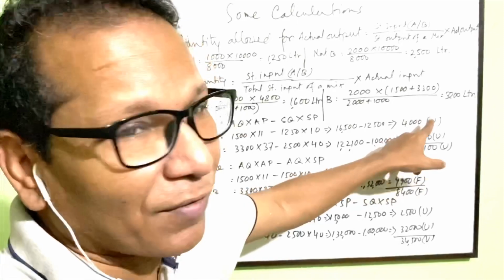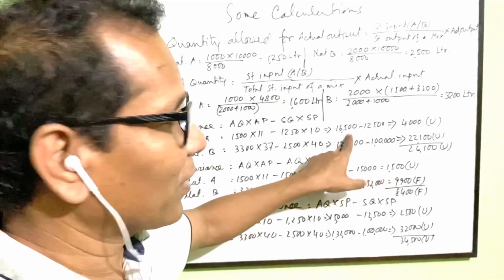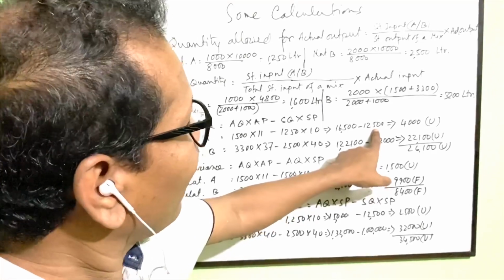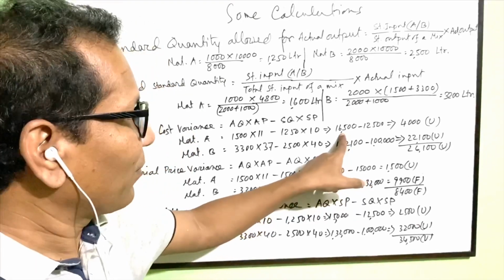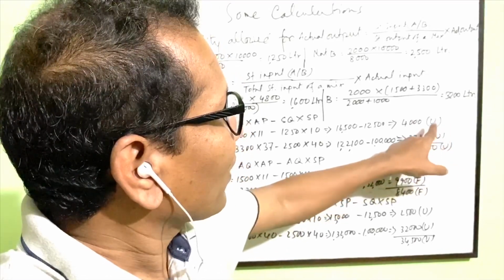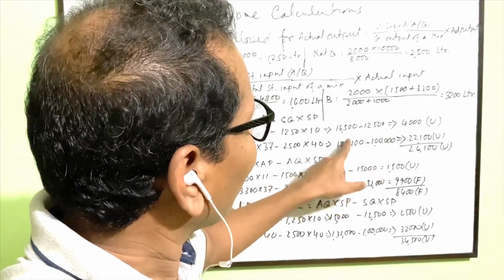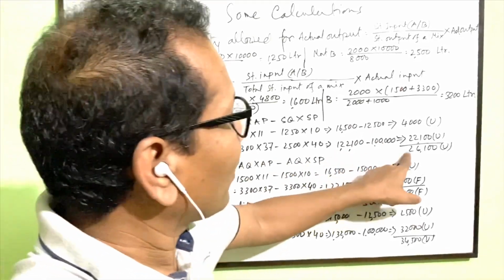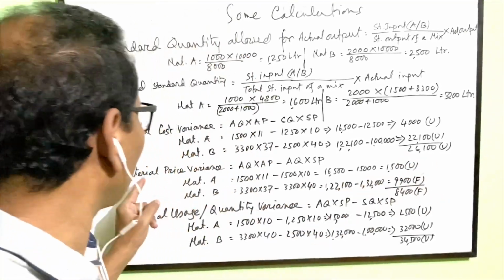All these variances are unfavorable because here standard quantity is lower than the actual quantity. If actual is higher than the standard, then it will be unfavorable. If standard quantity is higher than actual quantity, that will be favorable variance. In both cases, for material A and material B, the variances are unfavorable. That means actual figure was higher than the standard figure. So total cost variance for A and B is 26,100, that is unfavorable.